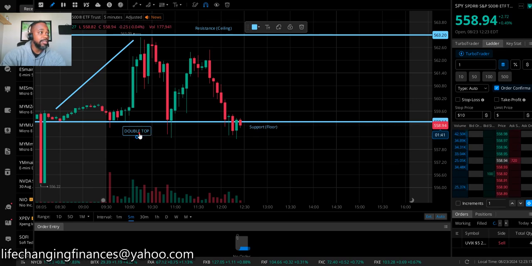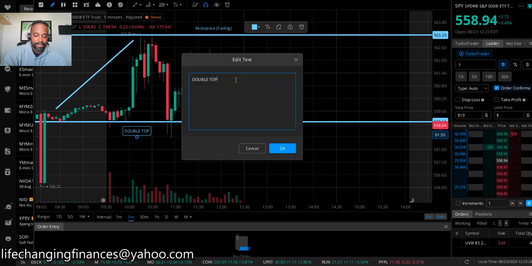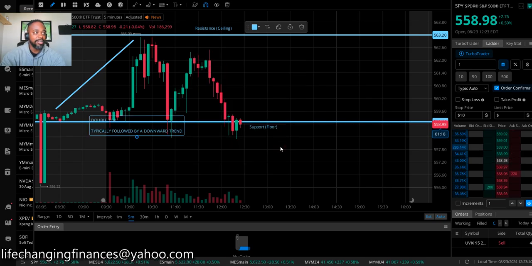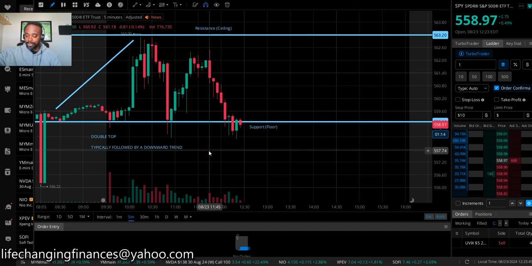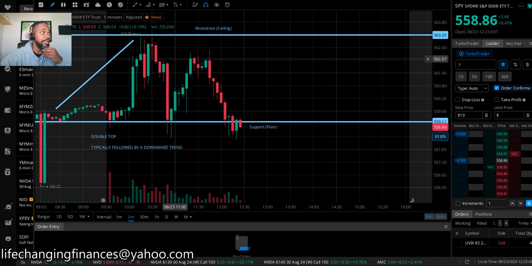Let me see. Well, it's not going to let me get in there, but let me see if it's going to let me type. Okay. So let me type this in for you. Typically followed by a downward trend. That's what usually happens with the double top. Okay. And that's what this is. Again, a double bottom is usually followed by an upward trend. So very important to know. Okay.